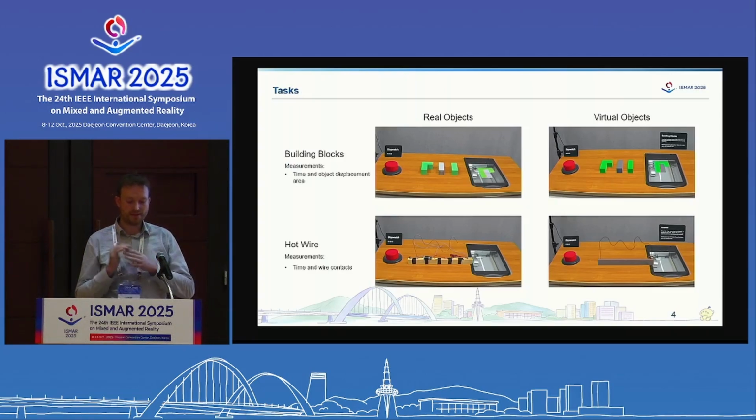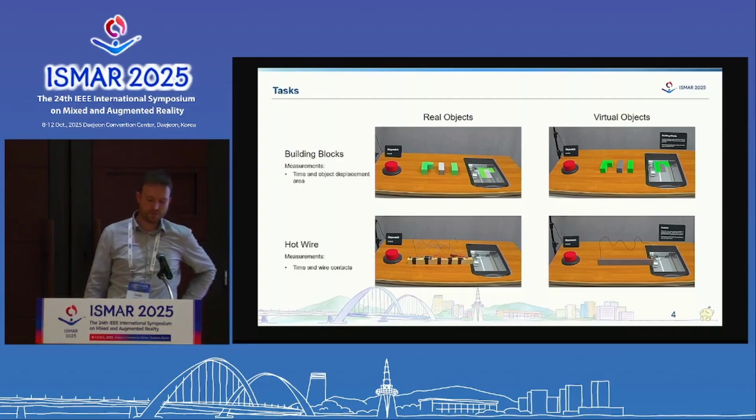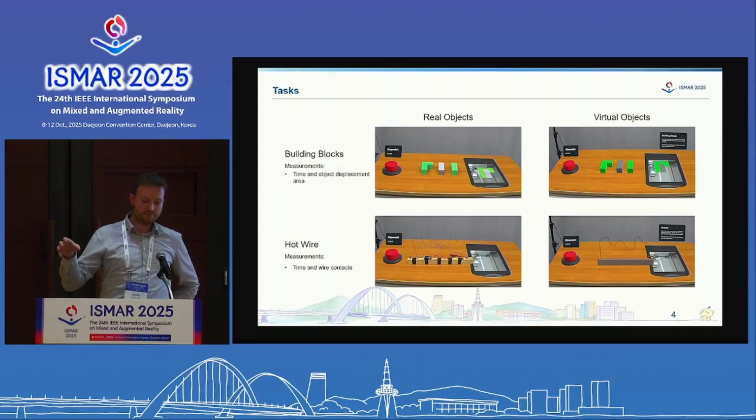So coming to the tasks, we set up an identical setup of real and virtual objects. We had exactly the same 3D printed components for the real objects as for the virtual objects. The first task was a building block task where you were required to pick up these blocks that you see on the table. And on the right side, you see this target template. The task was to pick up these blocks and put them on the target template as fast and as accurately as possible. And you had the stop and start timer on the left side.